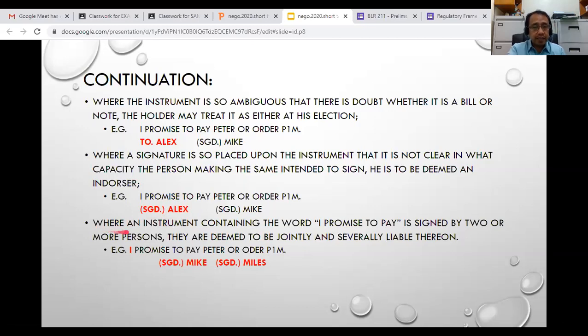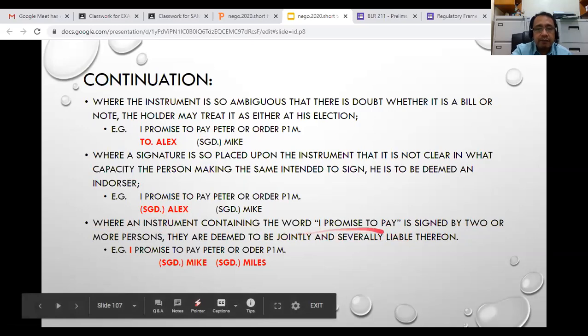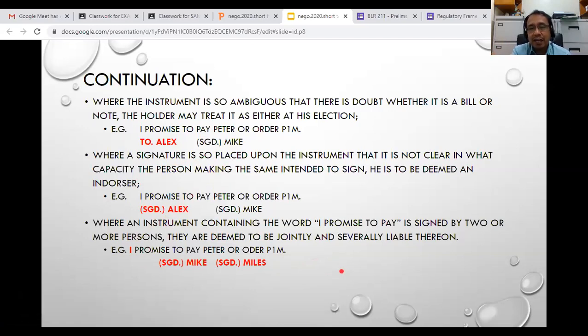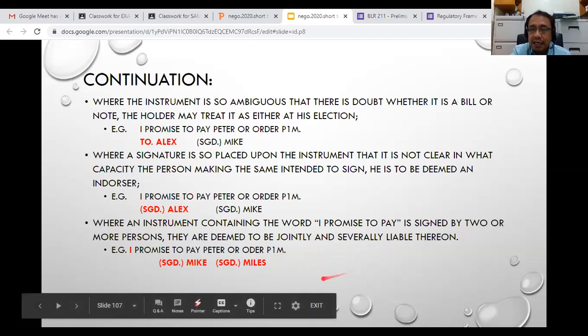And then the last one will be where an instrument containing the words I promise to pay is signed by two or more, then the liability will be considered as jointly and severally. Familiar kayo dito kasi obligations and contracts too. I promise to pay Peter or order 1 million, signed Mike, signed Miles. There are two individuals who affix their signatures. But if you notice, yung pronoun na ginamit is I, it's not we. I promise, signed by two or more, then the liability is jointly and severally, sabi niya. Or solidary. Pareho lang po yung jointly and severally tsaka sa solidary.